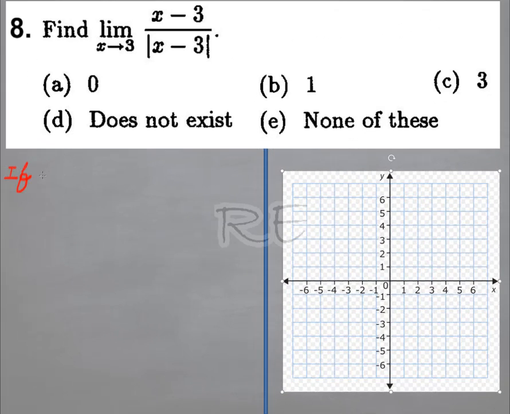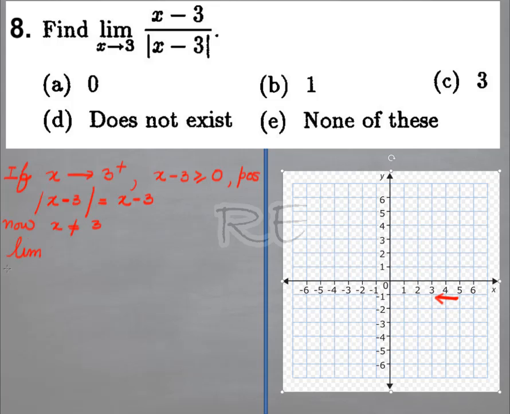If x is approaching 3 from the right, those values are greater than 3. Therefore, x minus 3 is greater than or equal to 0. Positive. The absolute value of x minus 3 will be equal to x minus 3. Now, x can be 3, x different from 3.